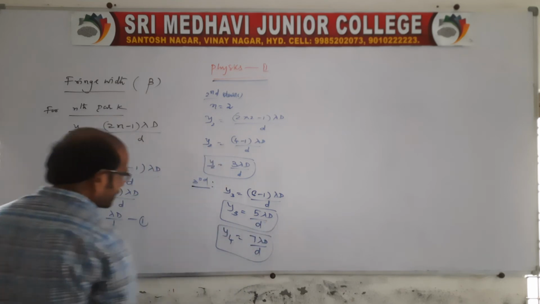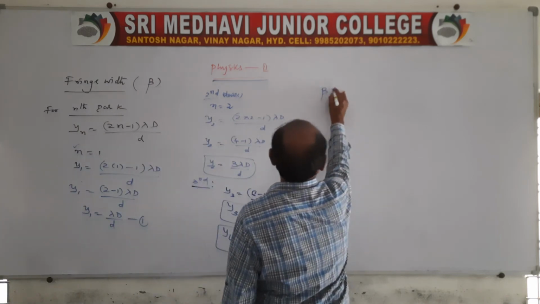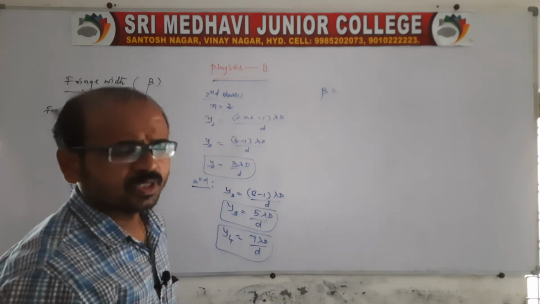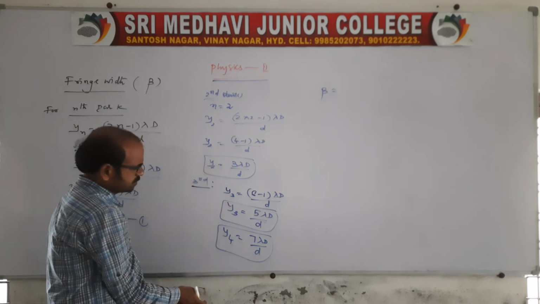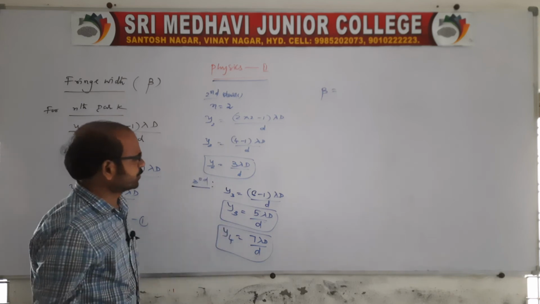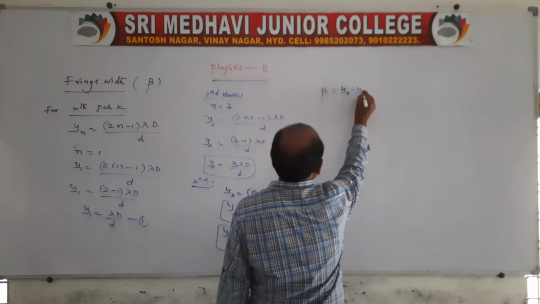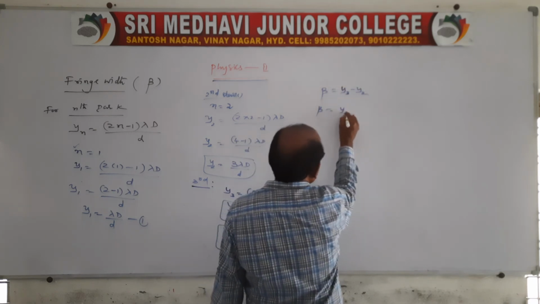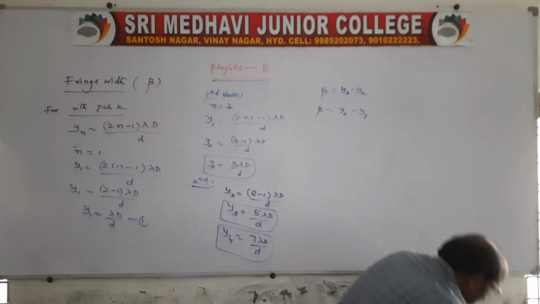Now you take the distance between any two, that is beta. You go for first and second, or second and third, or third and fourth, any one you take. So suppose I take these two, then y3 minus y2. Or else, if you want, you can take y2 minus y1, any one. Clear?